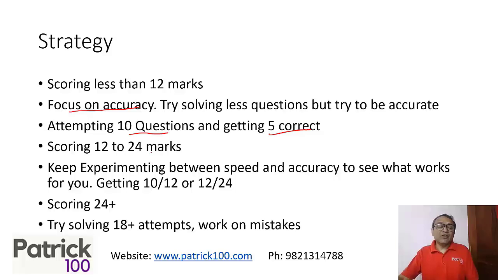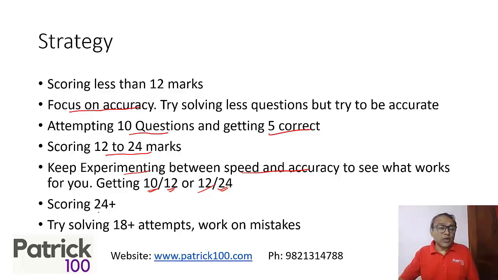So yes, if you're scoring higher, 12 to 24 marks, then experiment between speed and accuracy to find out in which areas can you go fast and which area you can go slow. So you may solve only 12 questions and get 10 right, focus on accuracy. Or you may solve 24 questions and get 50% accuracy. That will also do. So you'll still reach the mark which is there. Right? But yes, you need to experiment, see what works at different areas and work on those.